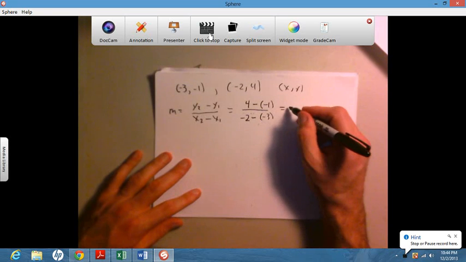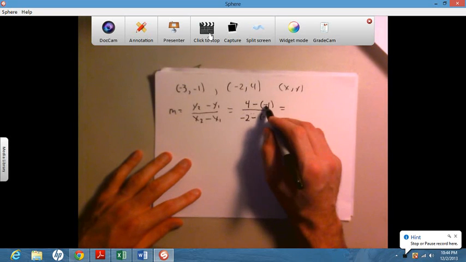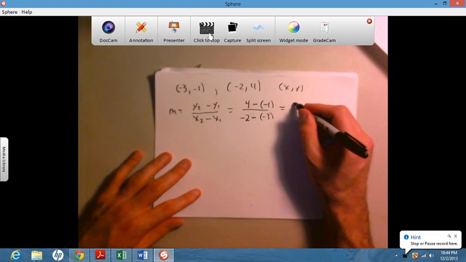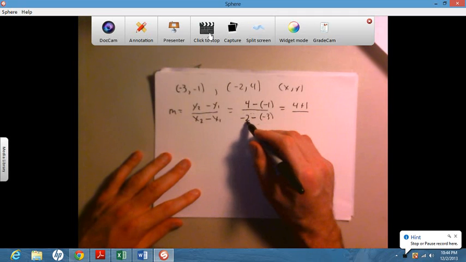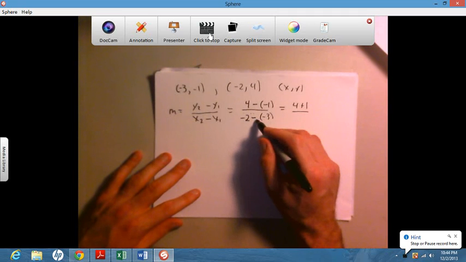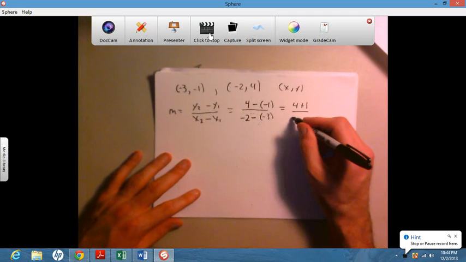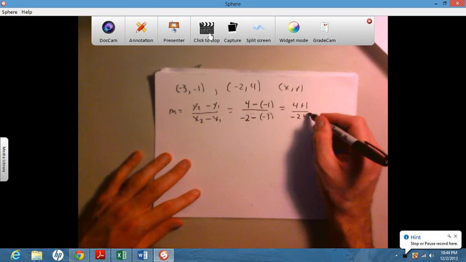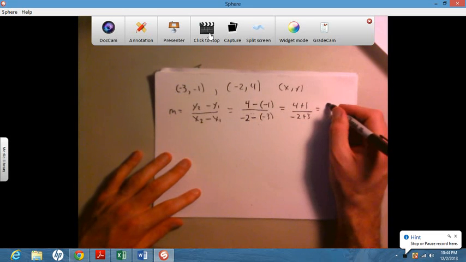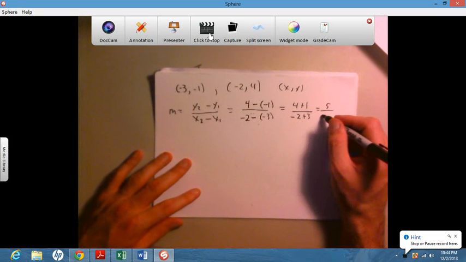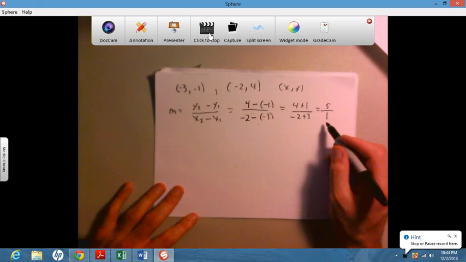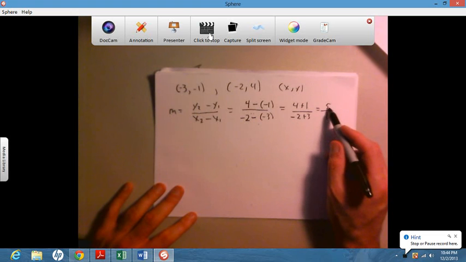And two negatives make a positive, so this is going to be 4 plus 1. And a negative and a negative is a positive, so it's -2 plus 3. And 4 plus 1 is 5. And 3 minus 2 is 1. So this tells me that for every 1 unit change in x, we have 5 units change in y.